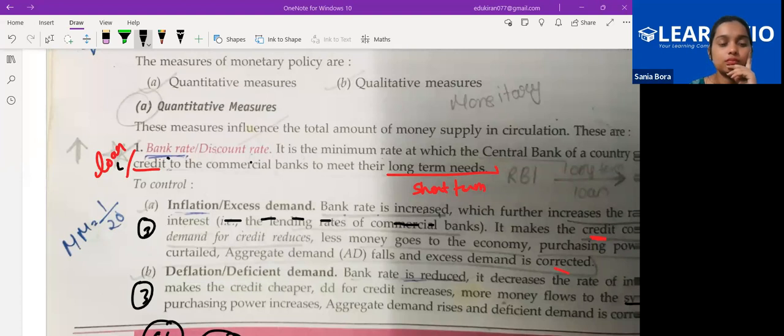Ma'am, in this bank we have to weigh the inflation and deflation. No, first of all, you will tell me what is the bank rate. It is a short term, ma'am. No, you have to tell me the entire definition. Okay, ma'am, entire definition. I revised it just now.